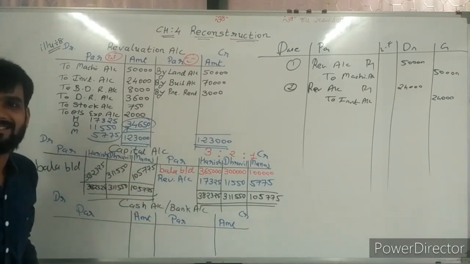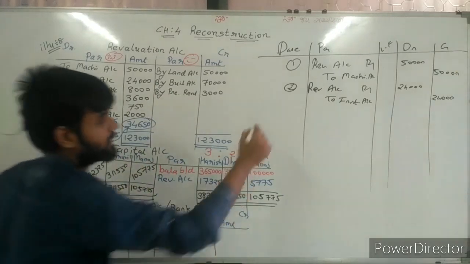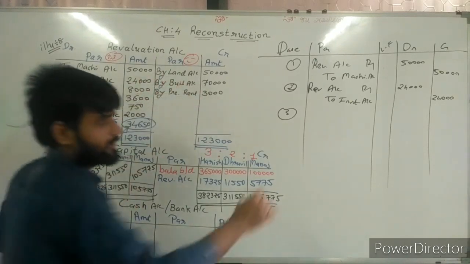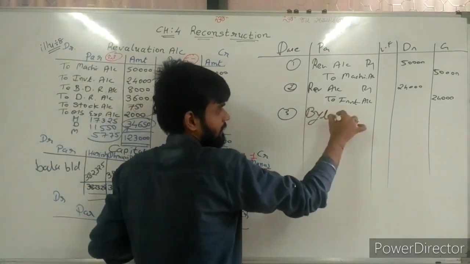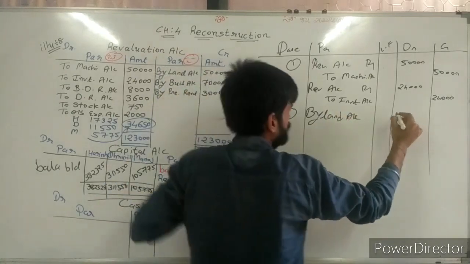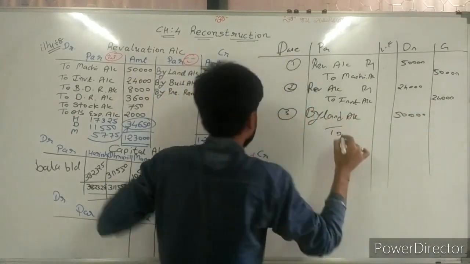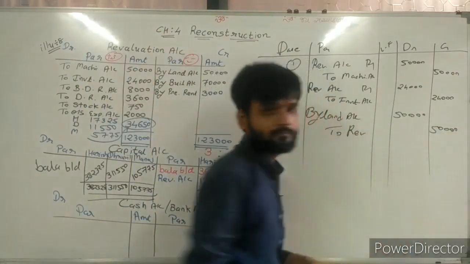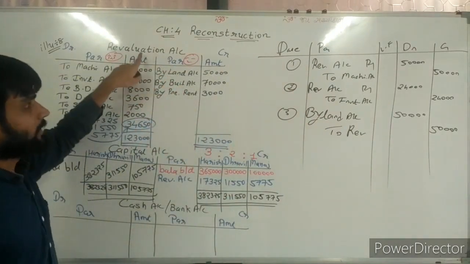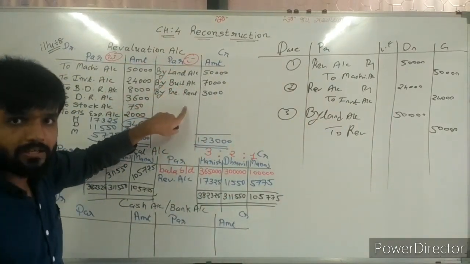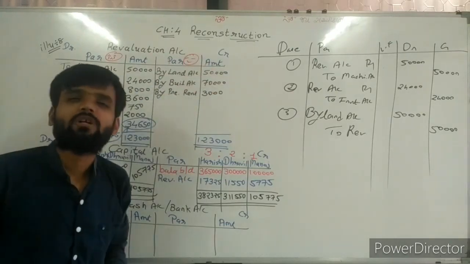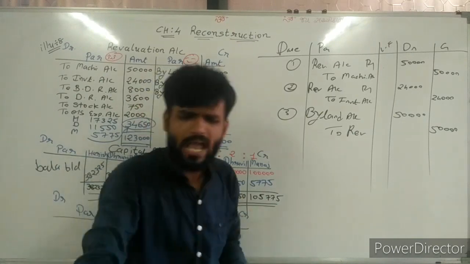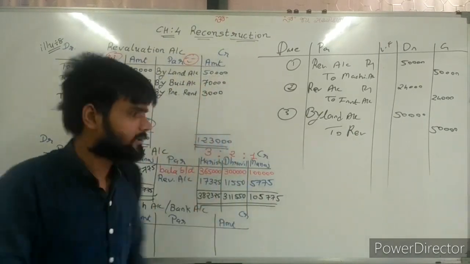Now sir, for the credit side, what are we writing? The simplest one. Suppose the third journal entry I am writing here is land. So land account debited 50,000 rupees to revaluation account 50,000 rupees. Same way, building to revaluation, prepaid rent to revaluation account. In this way you can make journal entries also. No extra journal entries are required in this.